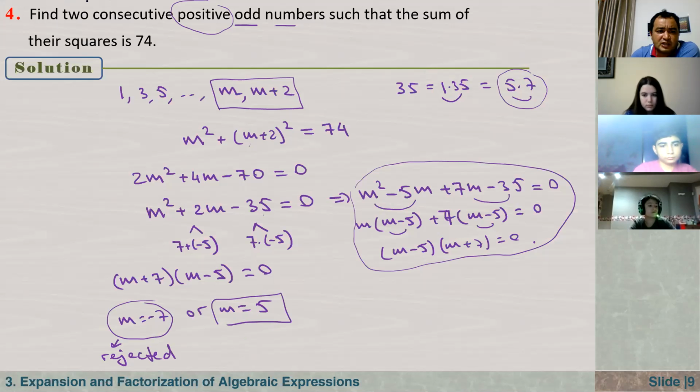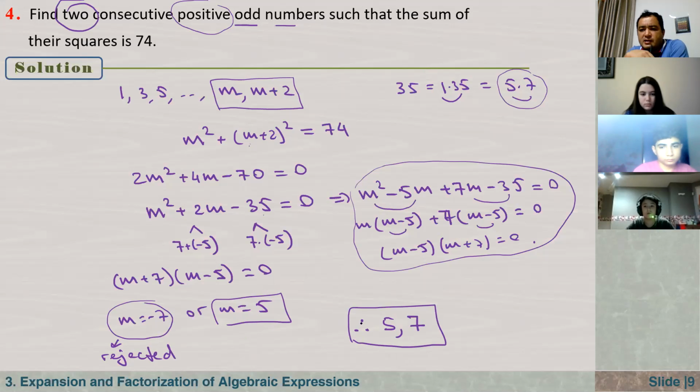In the question, they are asking for two numbers, right? Find two positive numbers. The first odd number is 5. Since we are talking about consecutive odd numbers, the second one should be 7. So these are the numbers. As you see here, 5 squared, 25, plus 7 squared, 49, and their sum is equal to 74.